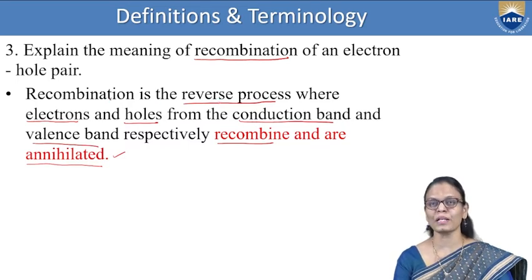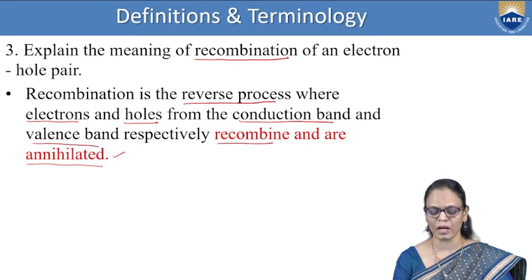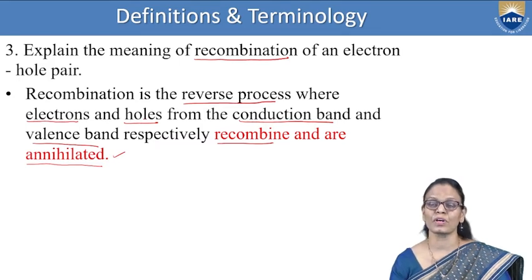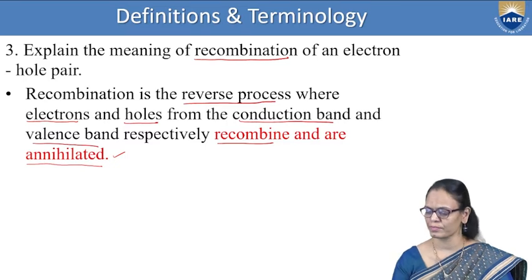So in recombination, what is happening? The electrons from the conduction band are combining with the holes in the valence band, and there is generation or emission of energy, maybe in the form of photons.